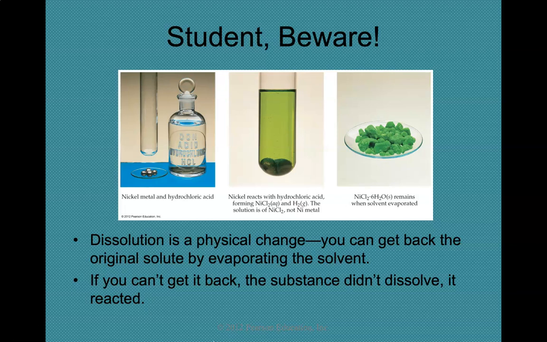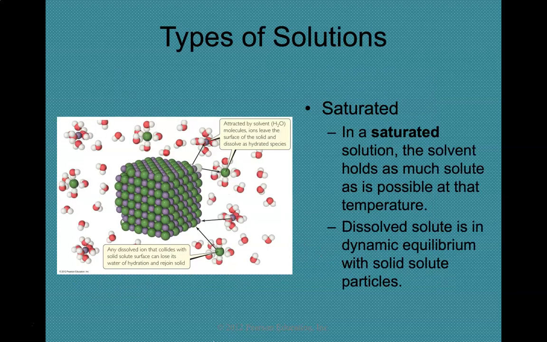Remember that one of the major signs of a chemical change happening is, for instance, in this particular example, putting nickel metal and hydrochloric acid together ends up forming a nickel chloride compound that is a completely different color than either of the two things you started with. And color change is one of those major signs of a chemical reaction. If you can't get back your original materials, it means an actual reaction did occur.